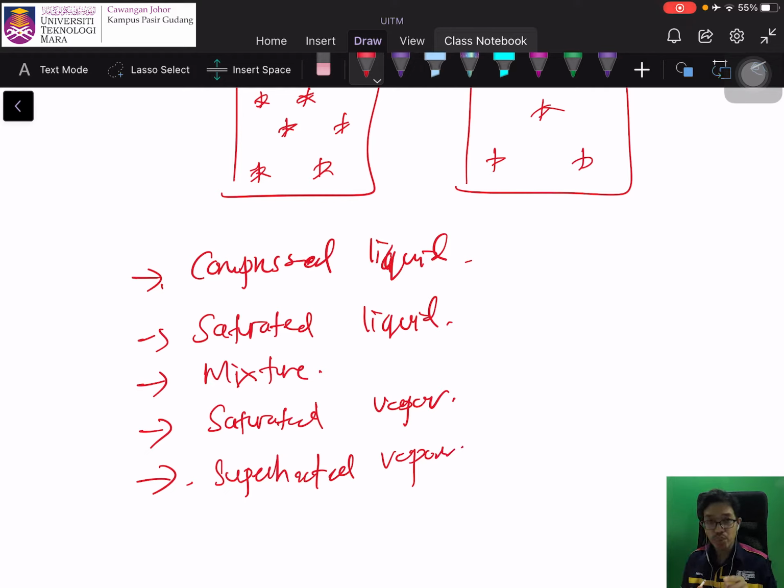Okay, but we will not go into details on each of these phases or states. Our interest is to get the corresponding temperature during the saturated condition, which is at saturated liquid, mixture, or saturated vapor, because these three phases or states will experience the same saturated temperature.